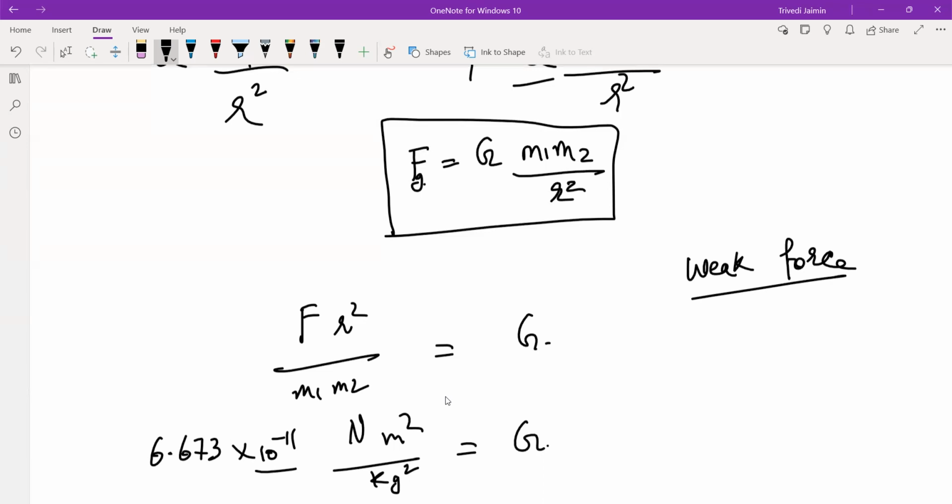And what is the strongest force then? What is the strongest force? Have you studied force and laws of motion? Okay, so what is the strongest force?